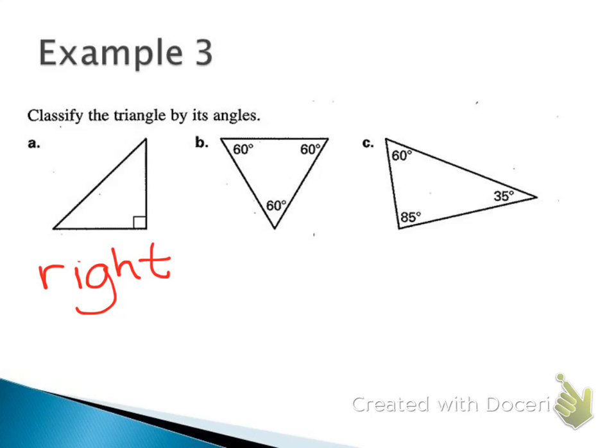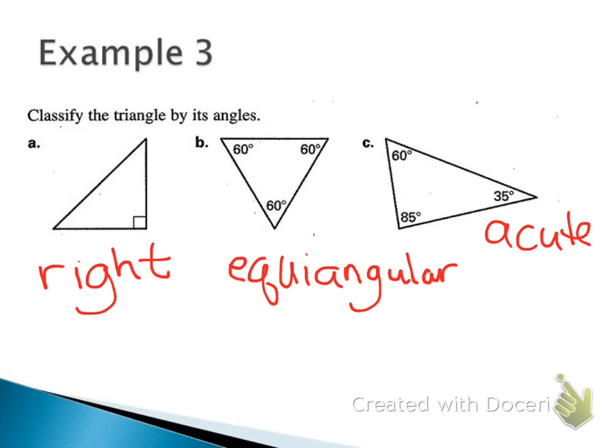What about B? It's a what? Equiangular. Good. We'll actually learn on Wednesday that if it's equiangular, it's also equilateral. You'll probably start to notice the pattern before then. So there you go. I ruined your surprise. What about C? They're all what type of angle? Acute. So it's an acute triangle. Good. Any questions on these first three for classifying by angle?